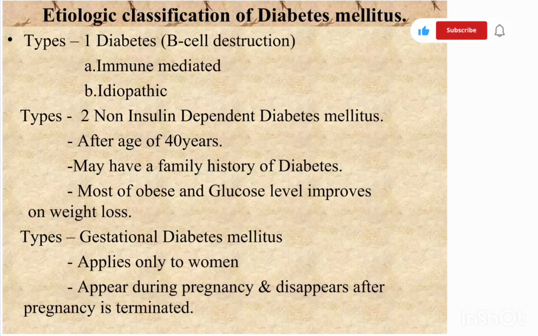And type 2 diabetes mellitus is non-insulin dependent diabetes mellitus, mainly seen after the age of 40, and may also be due to family history. Most patients are obese and glucose level improves on weight loss. And the last type, gestational diabetes mellitus, applies only to women, appears during pregnancy and disappears after pregnancy is terminated.